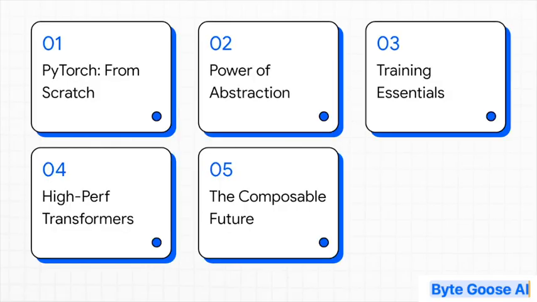Okay, here's the game plan. First, we're going to build PyTorch from scratch. Then we'll look at the power of abstraction. After that, we'll cover the training loop essentials. Then we'll scale up to high-performance transformers. And finally, we'll talk about why the future is all about being composable.